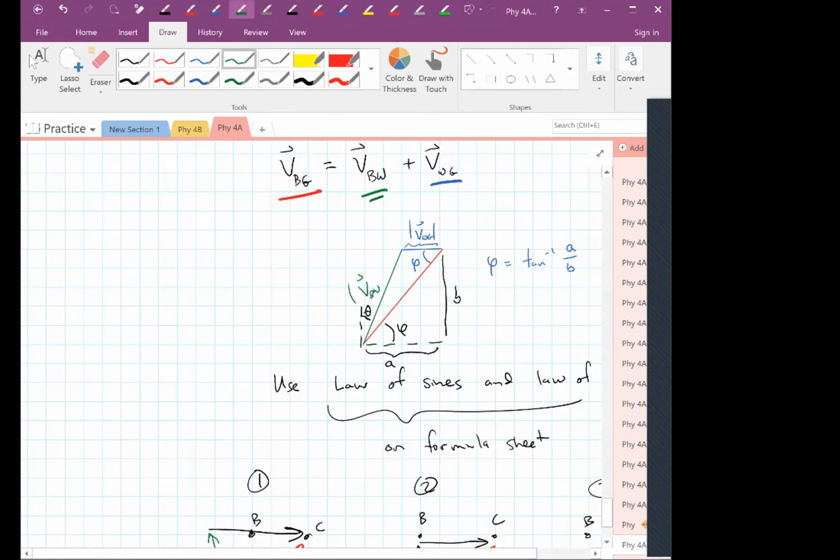Okay, so once you find this angle, gamma, using law of sines, then you know phi and you know gamma, so you could figure out theta from that, right? Then you're done.